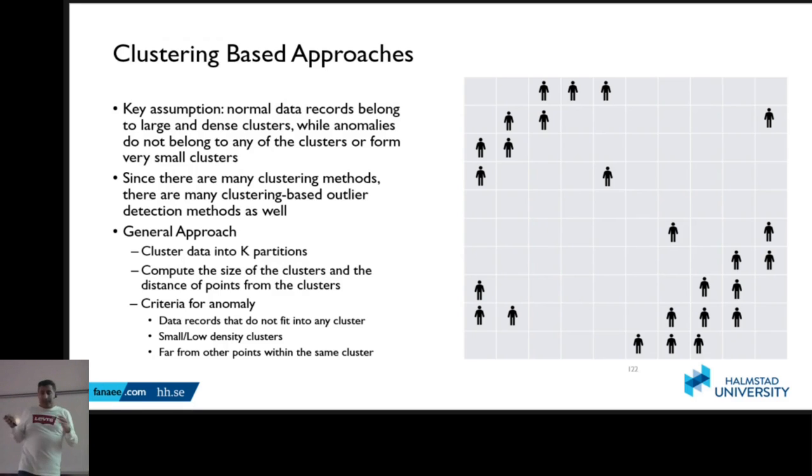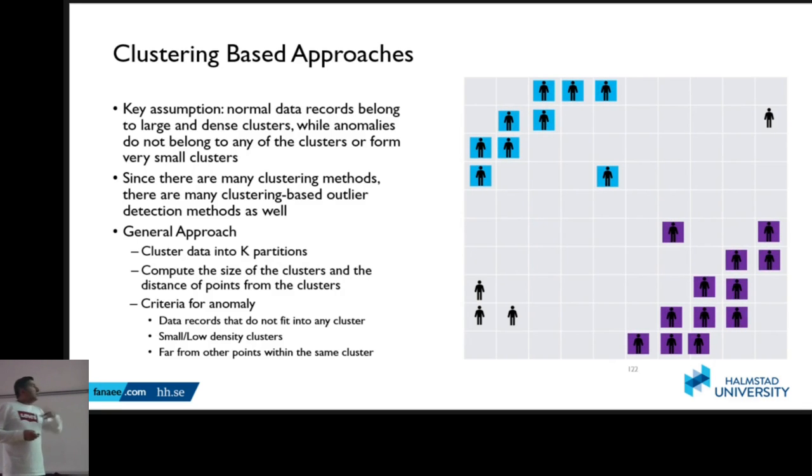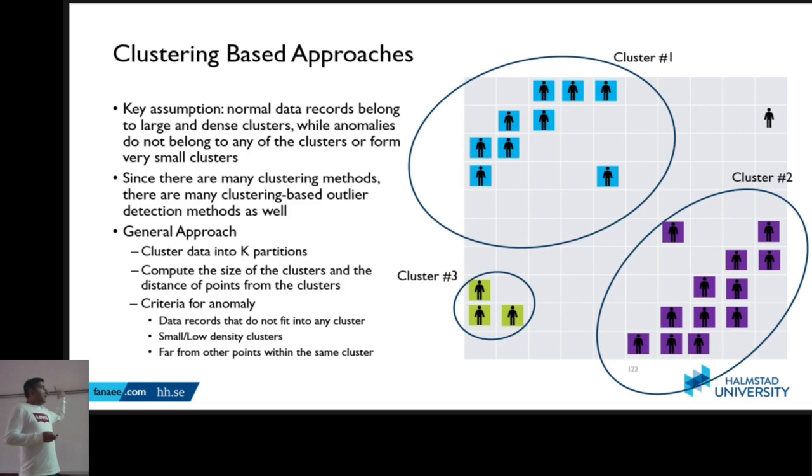The key assumption of clustering approaches is that normal data records belong to large and dense clusters, and anomalies do not belong to any of those clusters, or they are very far from those clusters. We have lots of clustering algorithms, so definitely we have lots of outlier detection methods based on clustering algorithms as well. The general approach is that we pick our clustering algorithm of interest, cluster the data into, let's say, K clusters, and then we have some criteria for anomaly. Data records that do not fit into any of these clusters are outliers.